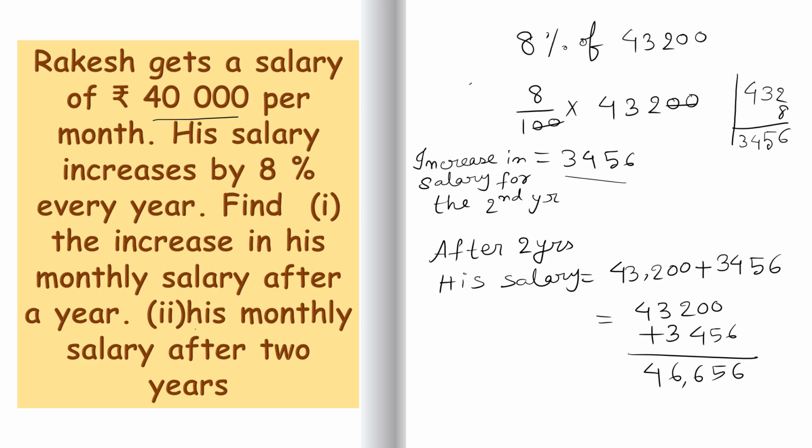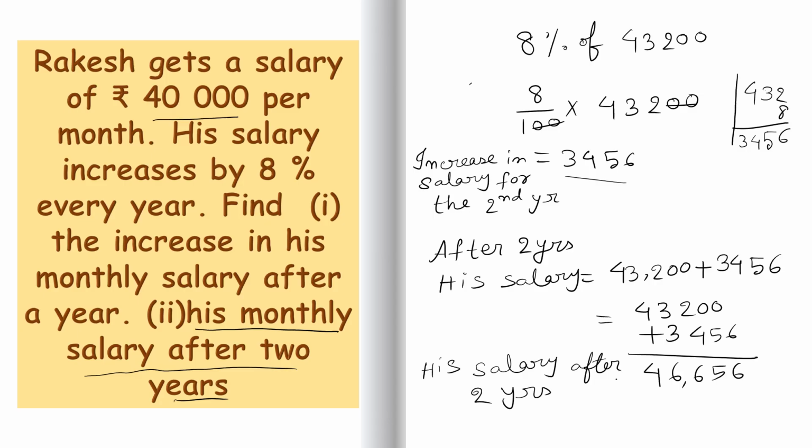46,656. So this is your final answer. That is his monthly salary after 2 years. His salary after 2 years is 46,656. Isn't it great? He started with a salary of 40,000 and now he earns 46,656 because he had an increment of 8% per year. So even you should know how to calculate the percentage, then you can understand how will your salary be increased when you do a job.